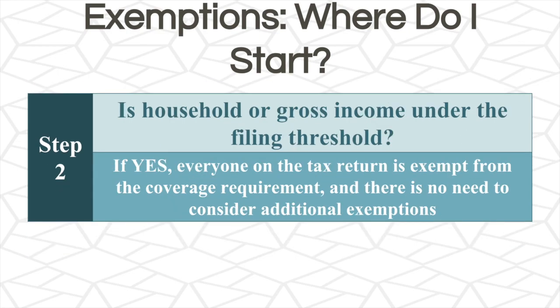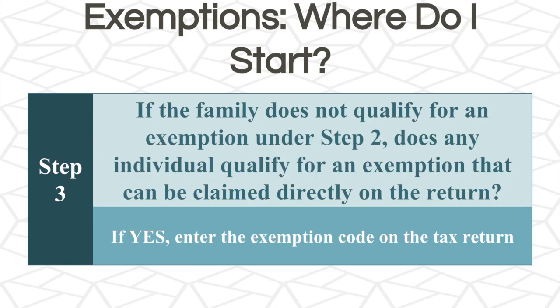Okay, so if they don't have an ECN on hand from the marketplace, then the next question is, is household or gross income under the filing threshold? If the answer is yes, then everyone on the return is exempt from the coverage requirement. TaxSlayer will calculate this automatically, which is great, and you won't really need to worry about it. You'll just need to worry about filling out the TaxSlayer portion correctly so it calculates household or gross income correctly.